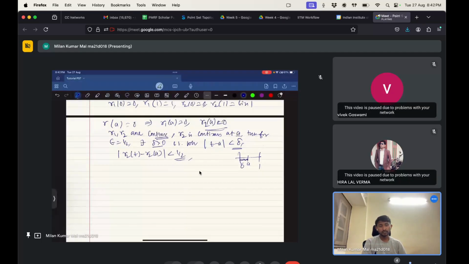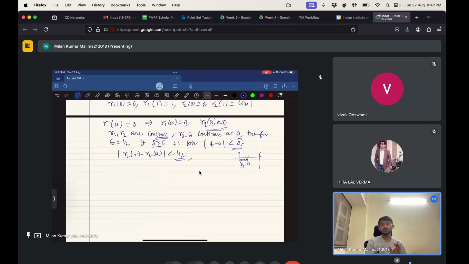Delta small means this 0, 1 is there, A is there. I want to take delta in such a way that it lies in between, within this distance of 0 and 1. So this will be this way.